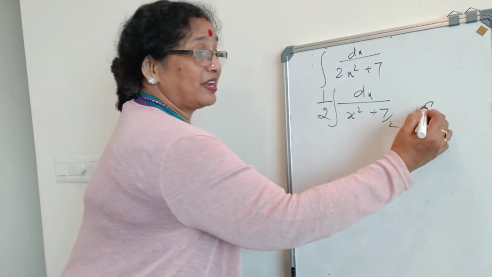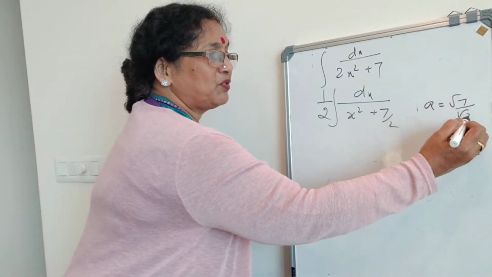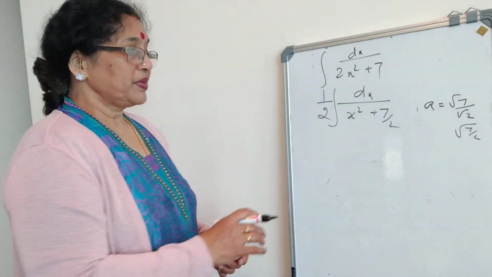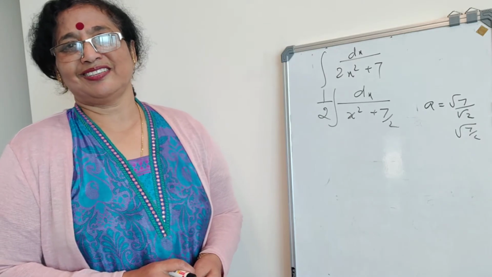Now my a is root 7 by root 2, which you can write as root of 7 by 2 also, the square root of the number. So every number is the square of something, right?